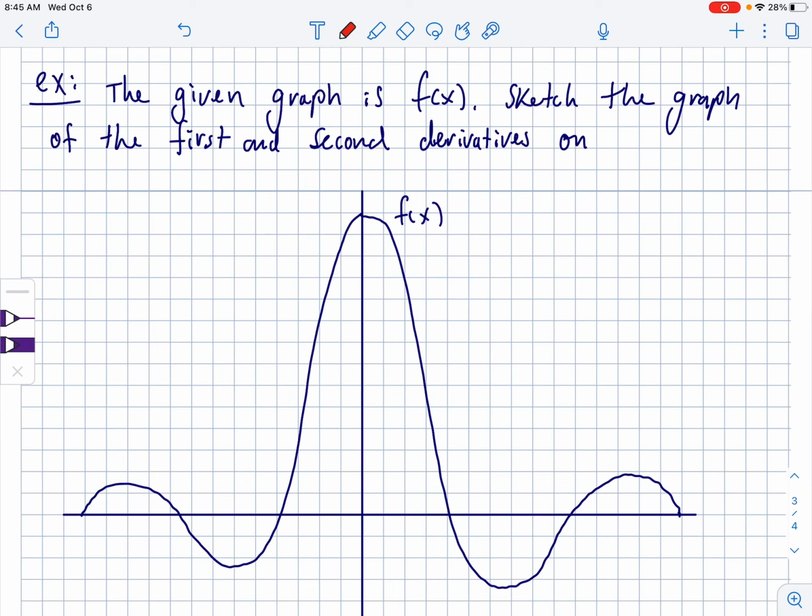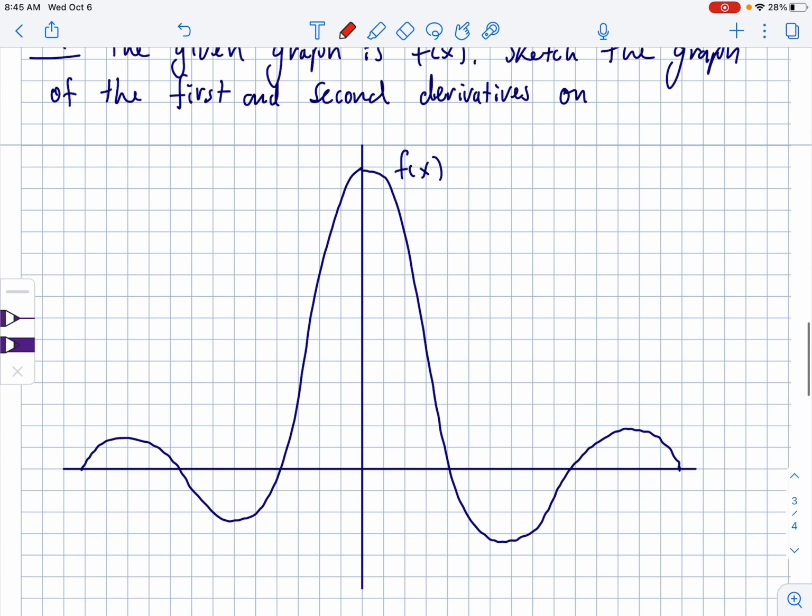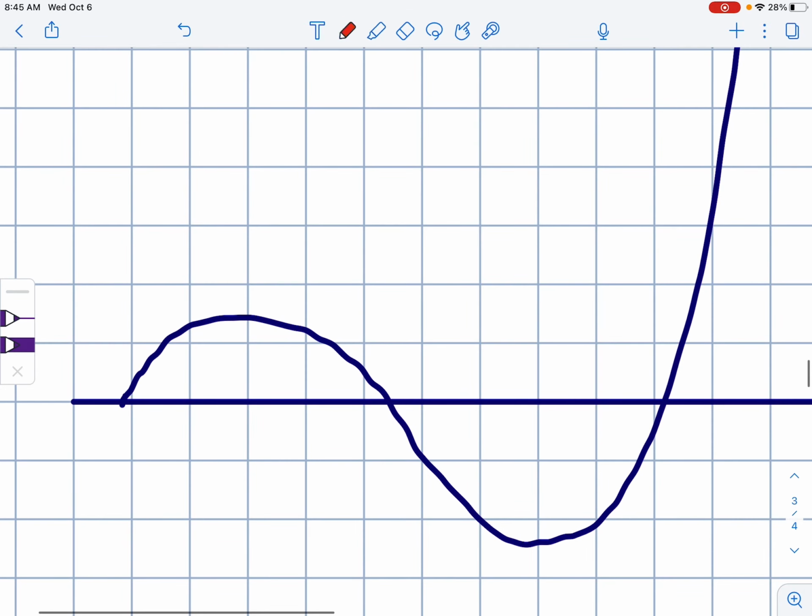Last thing, this is just the graph of f of x. We already sketched the graph, but we're going to sketch the graph of the first and the second derivatives. You might look at this and be like, what? How on earth do I even do that? I don't even know anything about the equations. So what you've got to think of is that the first derivative tells you the slope of things.